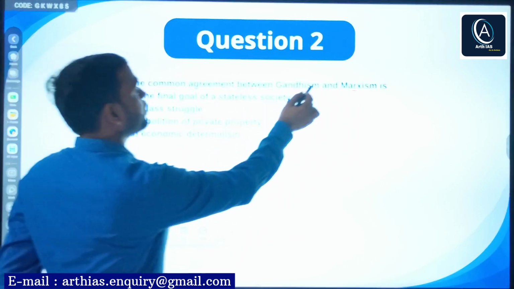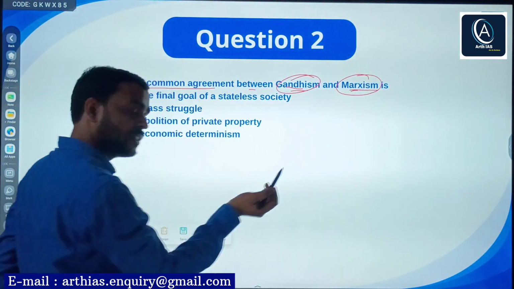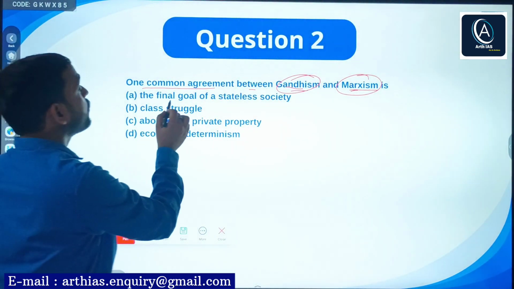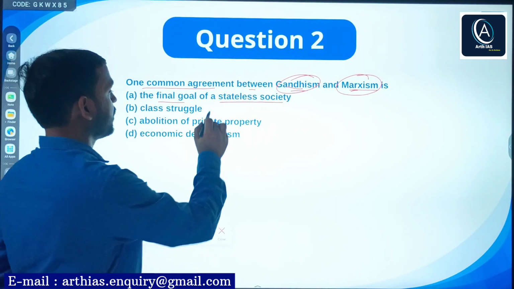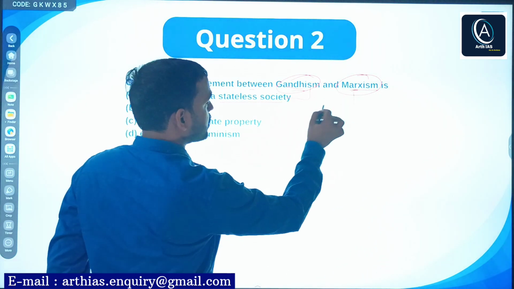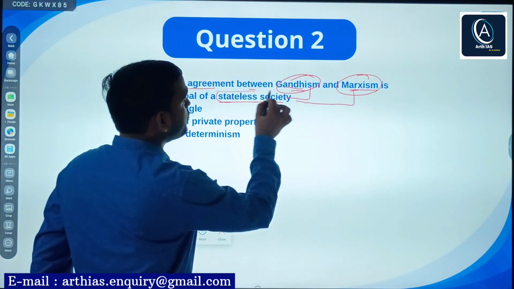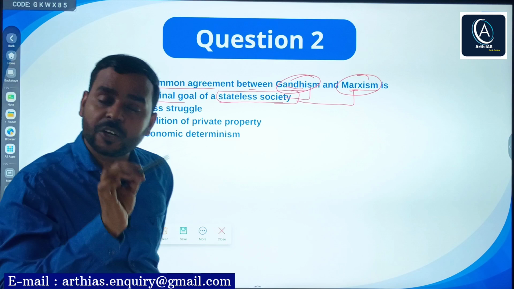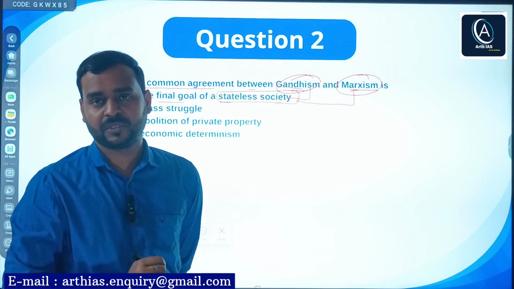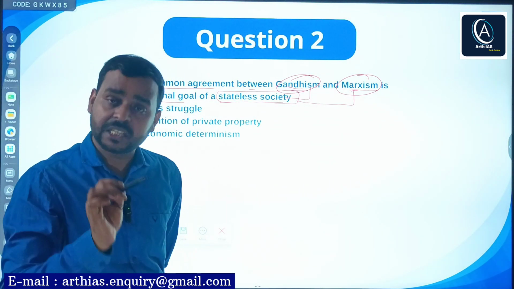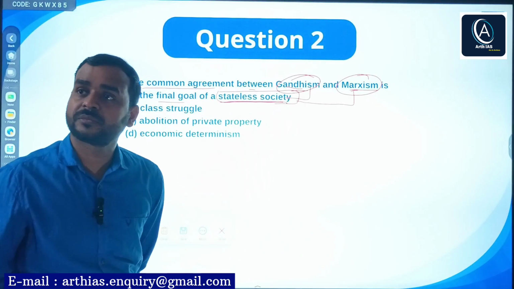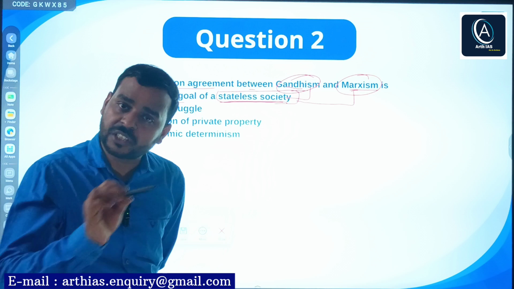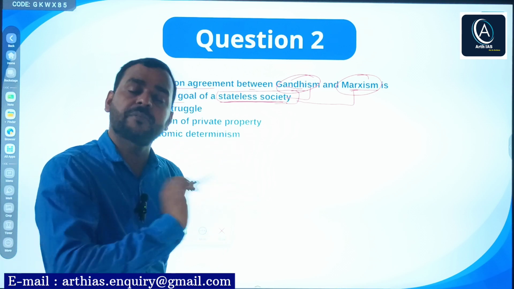So, what is common between Gandhism and Marxism? The first option says: final goal of a stateless society. Obviously, both Gandhism and Marxism did not favor any kind of state. Both Marxism and Gandhism support a stateless society. That is the similarity between Gandhism and Marxism.